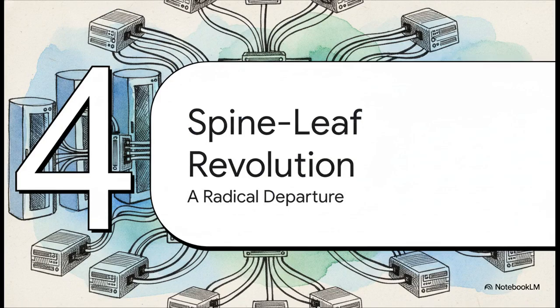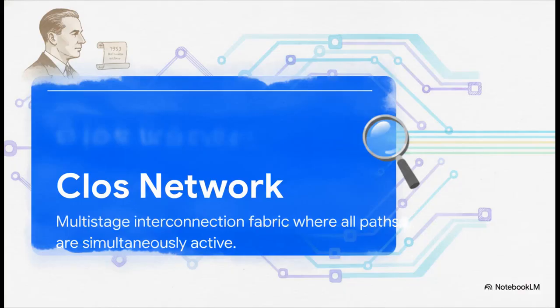Okay, finally, part 4, the spine leaf revolution. It was clearly time for a radical departure from the hierarchy of the 90s, and the industry needed a solution, fast. But here is the incredible plot twist. The solution to our 21st century cloud crisis wasn't a new invention at all. It was actually derived from a paper written way back in 1953 by a Bell Labs engineer named Charles Clos.